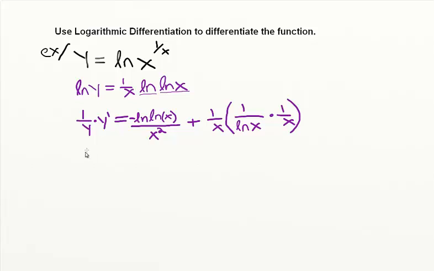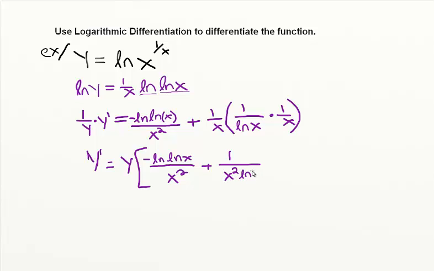Alright, so we can go ahead and write this. We'll write y prime on one side, and then we can move our y to the other side. We have the natural log of the natural log of x all over x squared plus, well, this becomes 1 over x squared times the natural log of x. And we're pretty close to being done here.